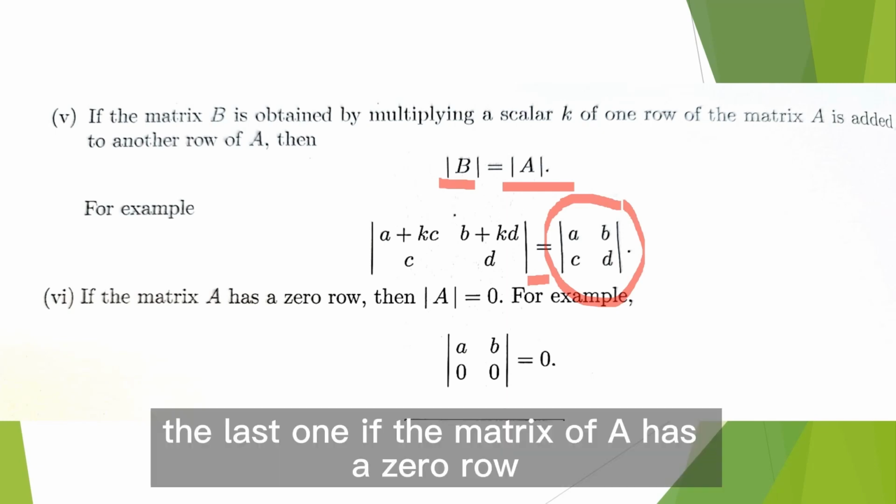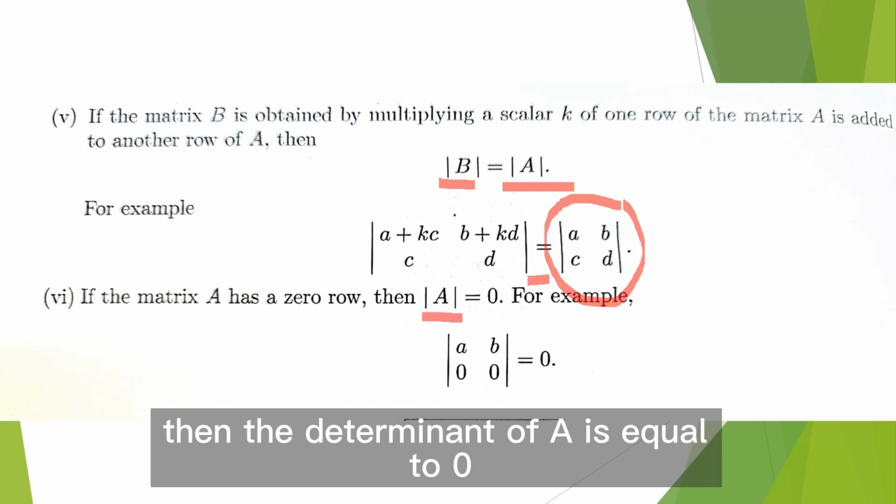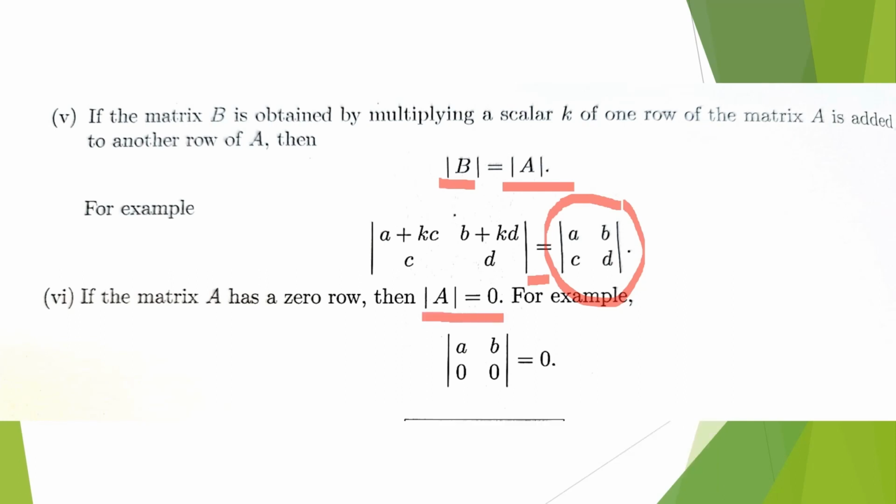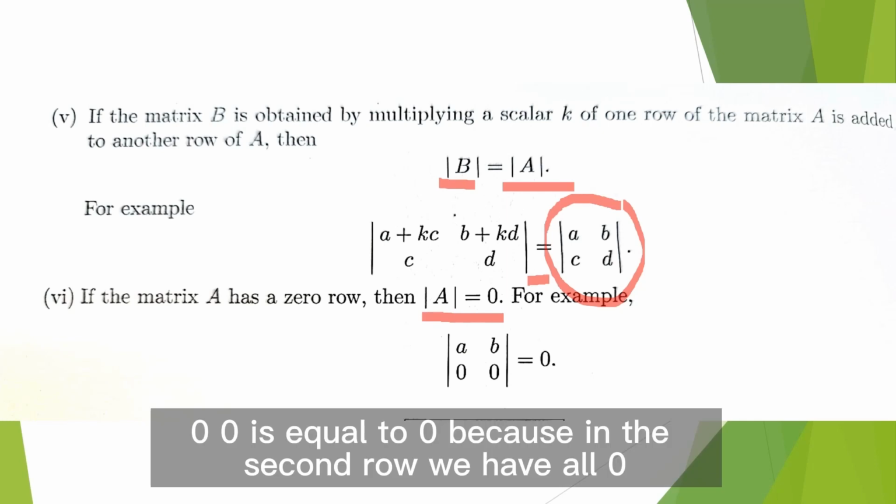The last one, if the matrix A has a 0 row, then the determinant of A is equal to 0. For example, AB, 0 0 is equal to 0 because in the second row we have all 0.